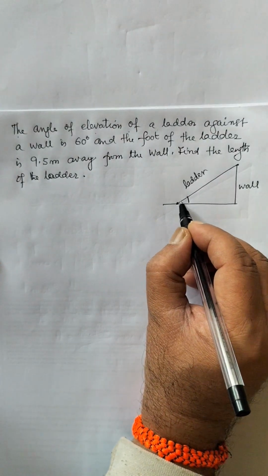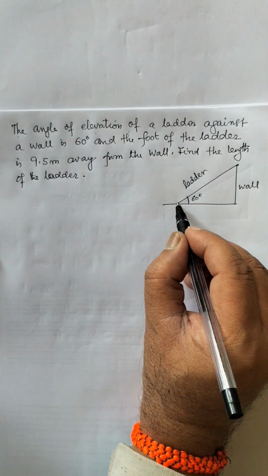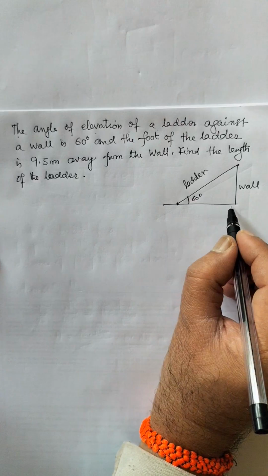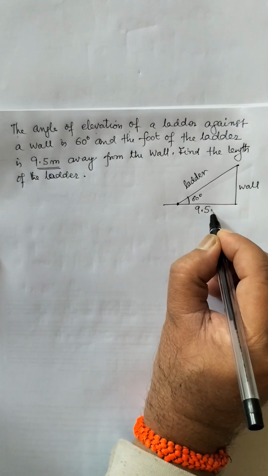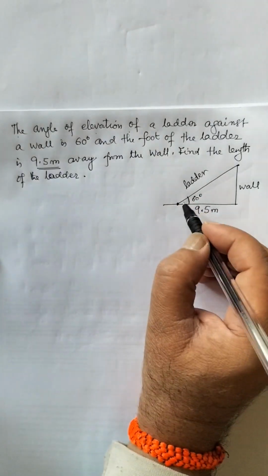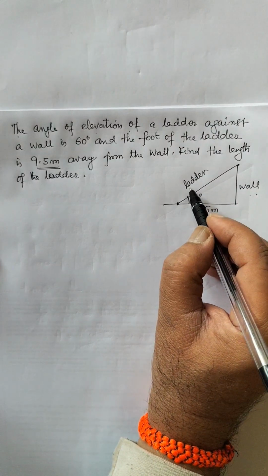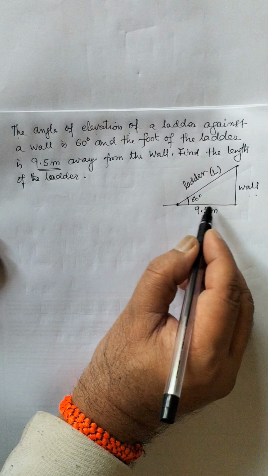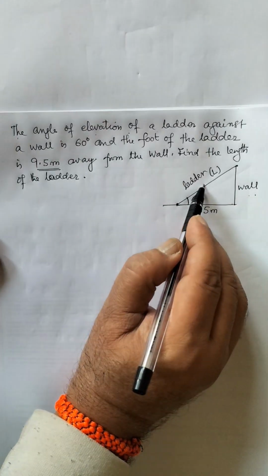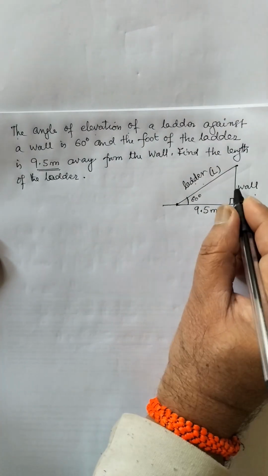Elevation means he is watching from down. This is 60 degrees, and the foot of the ladder from the wall is 9.5 meters away. You have to find the length of the ladder, not the height of the wall. Usually it is height and distance, but in this question, you have to find the length of the ladder. Say L. This is the angle given, this is the side given, and this is the side we have to find out. So, adjacent and hypotenuse. This is 90 degrees and this is a right angle triangle.